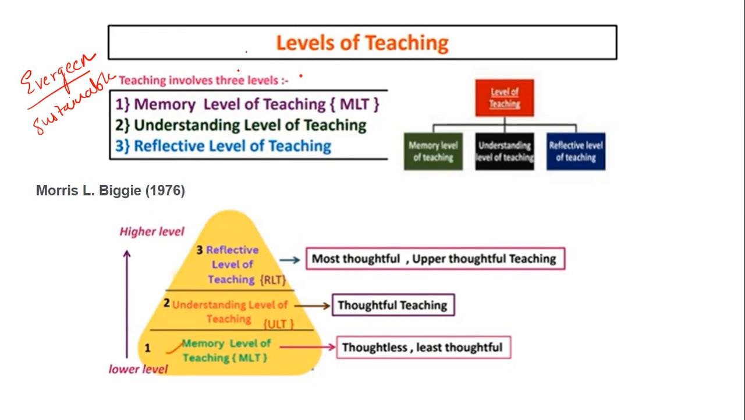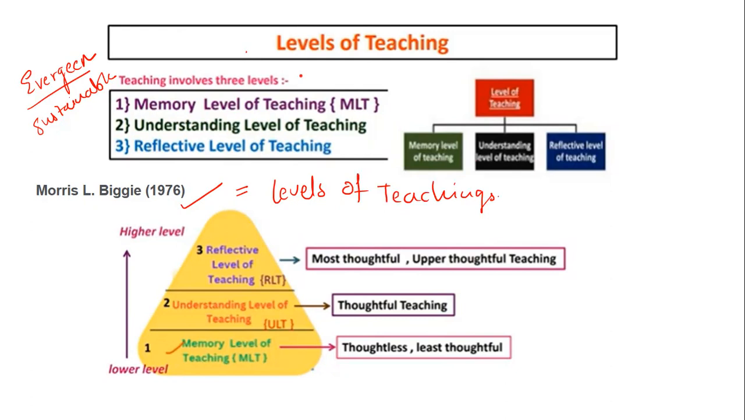So when we talk about levels of teaching, first of all you should know by whom these levels of teaching were given, or what exactly this levels of teaching talks about. Levels of teaching were first given in the year 1976 by Morris Biggie, and this is one of the questions also. So who gave levels of teaching? This is given by Morris Biggie in the year 1976.